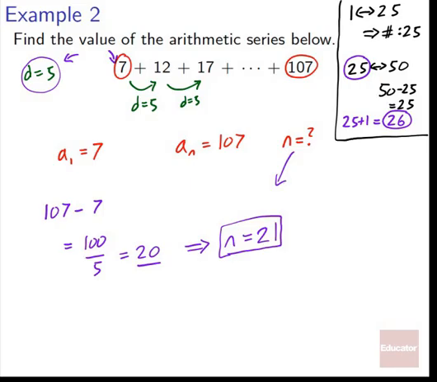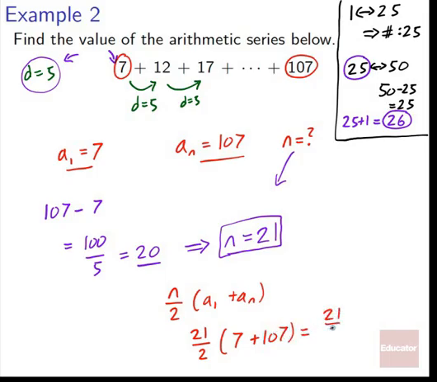All right, at this point, we're ready to use our formula. So n over 2 times a1 plus an is the value of the sum of that finite arithmetic series. So our n was 21, so 21 over 2, our a1 was 7, our an was 107, so plus 107. So we get 21 over 2 times 114. We punch that into a calculator and we wind up getting 1,197. 1,197 is our answer for adding that all up.